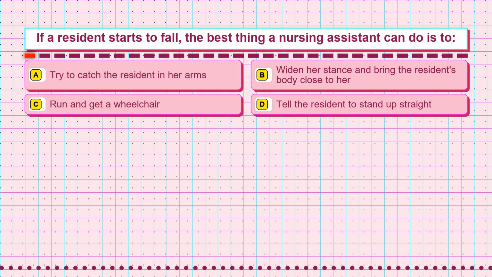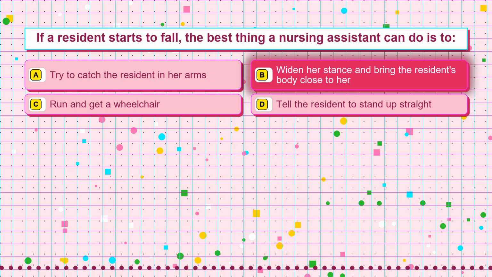Question 28. If a resident starts to fall, the best thing a nursing assistant can do is to: Option A. Try to catch the resident in her arms. Option B. Widen her stance and bring the resident's body close to her. Option C. Run and get a wheelchair. Option D. Tell the resident to stand up straight.